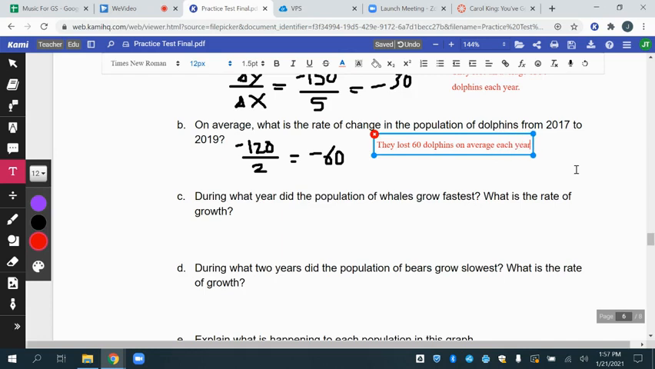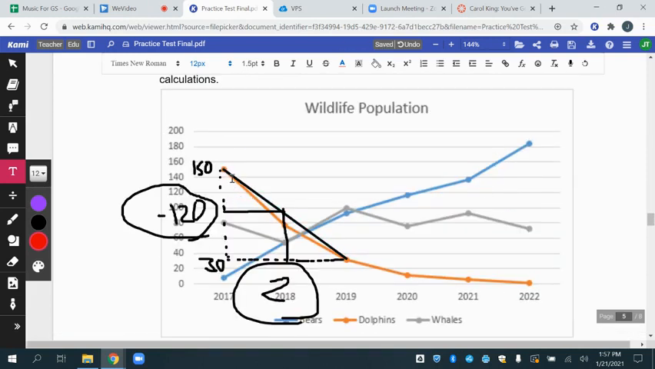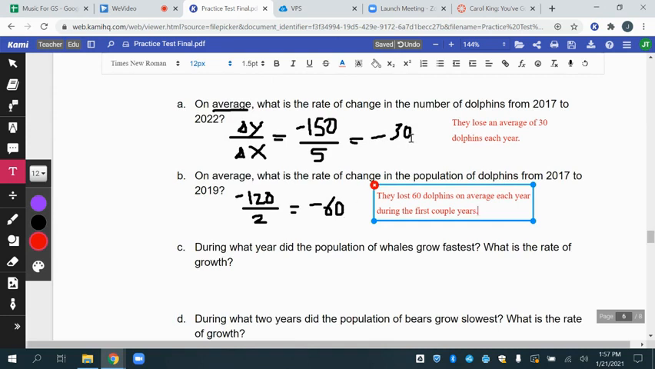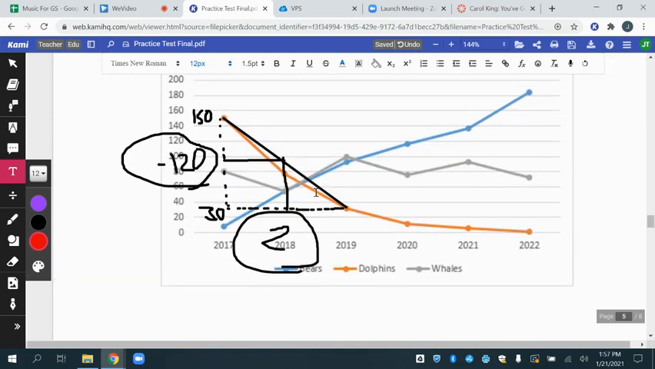Each year during 4 years. Okay, that's good. That's the answer for this one. So you can see during this line, this is a lot steeper. If you're just counting the first 2 years, they lost about 60, twice as many per month as they did before. And that's because, yeah, they lost most of their dolphins during the first 2 years.